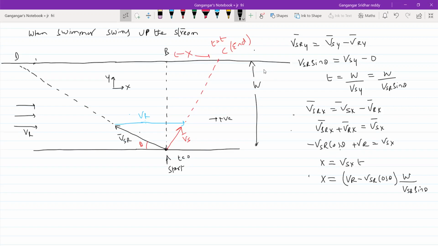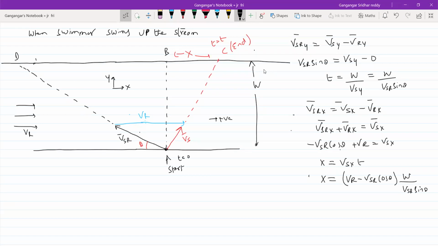So though it's swimming up the stream, still what happens? The drift is, the end point is somewhere on the right side of point A. Yes, it can happen, no? We'll discuss all the cases. So this is about when a swimmer swims up the stream. This is a basic condition. These are the two generalized ideas: swimmer swims up the stream, swimmer swims down the stream. We'll discuss all the cases.